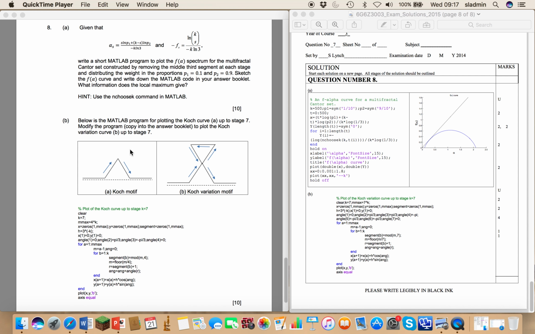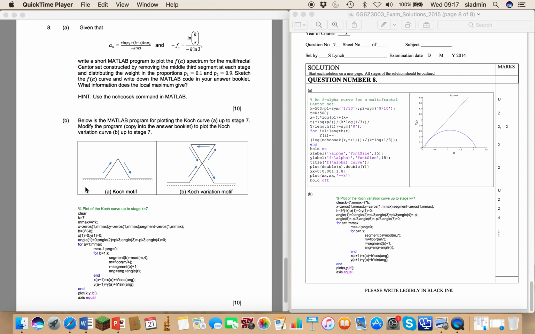For part B, I've given you a MATLAB program to plot the Koch curve, which is here, and we have to edit that program to give a variation on the Koch curve, which is this here. So on the day of the exam, I would put k equals 1 because we want to know that this motif is correct. So you can see we go along here, up and then up again, then we go left, then down, down, and then off. So we only need to edit 5 lines.